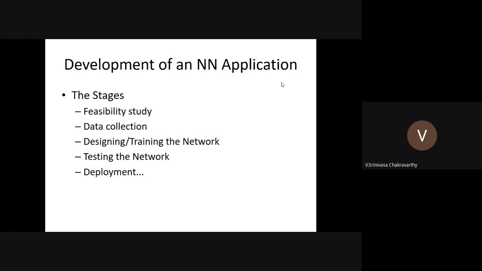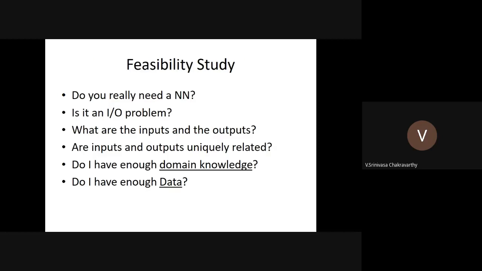Now, when it comes to developing an application, I'm talking more from an artificial application point of view, but we can also relate to it from the point of view of brain models. It has the following stages. First you do a feasibility study, then you collect data, you design and train the network, then test the network, and finally deploy the network in real usage.